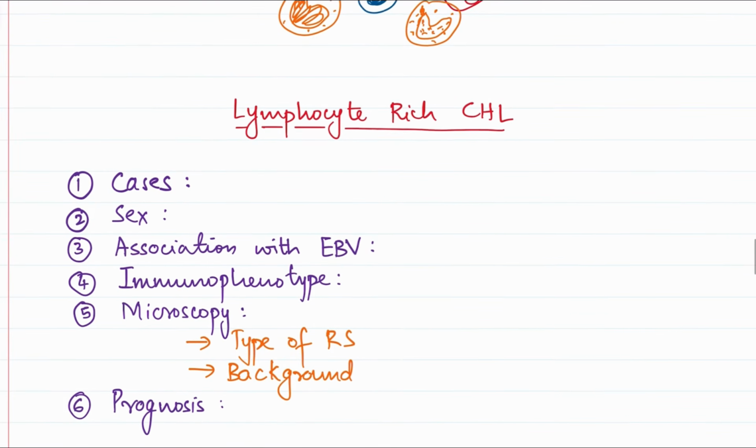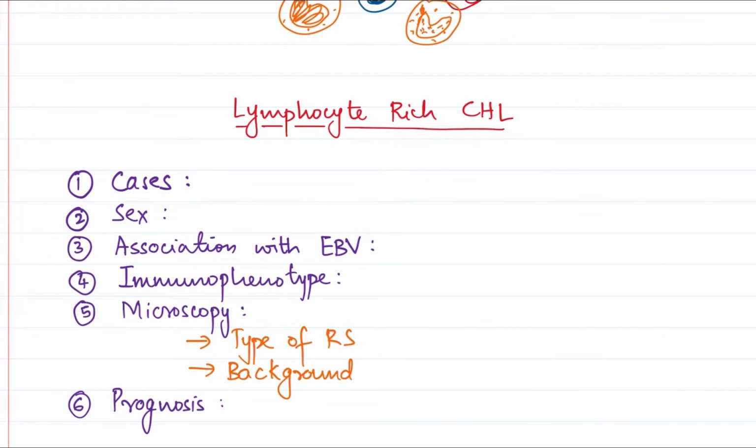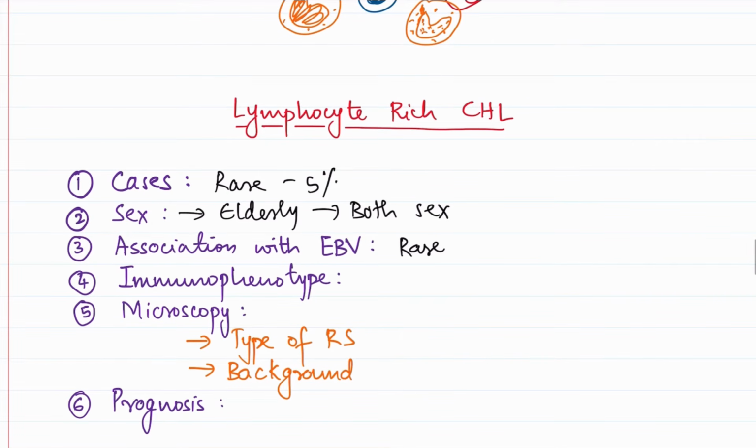Next, we'll speak about lymphocyte-rich CHL. It is rare, about 5%. It is associated with elderly patients of both sexes. Lymphocyte-rich is associated with elderly people. Now, association with EBV is usually rare. Coming to the immunophenotype, as I said, it's a classic type. So all classic types will be CD15 and CD30 positive. That's what we need to understand by now.